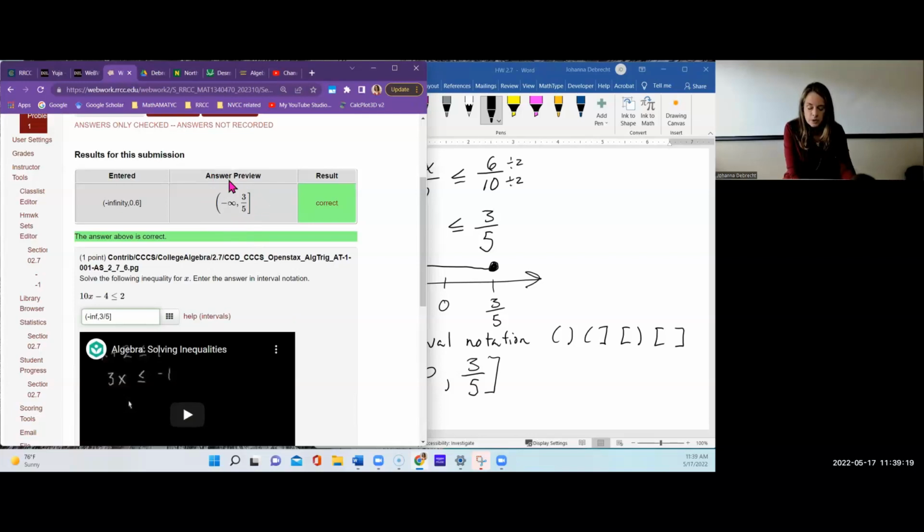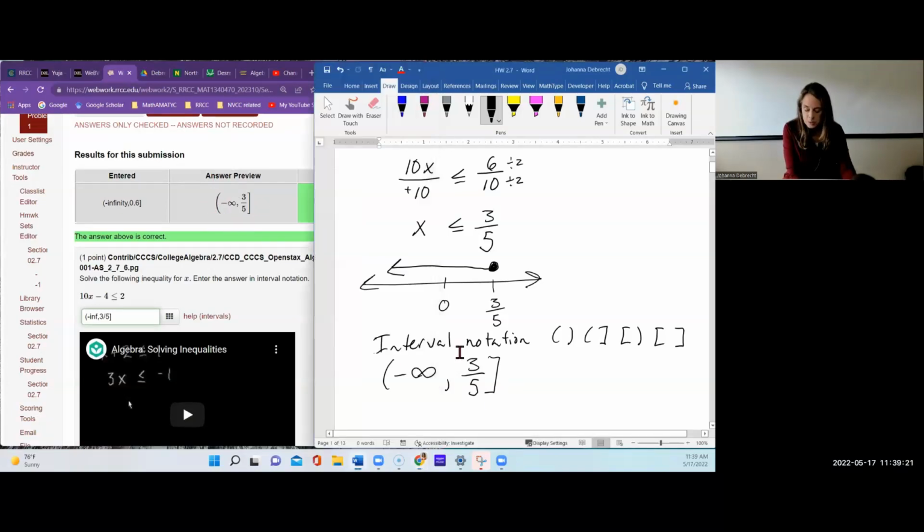Notice that the answer preview right here matches what I have on my page right here. You want to ensure that the answer preview is what you thought it would interpret it as. It may be, if this doesn't look like this, that you put a symbol in the wrong place or omitted a symbol by accident. Always check the preview if you don't get the right answer.